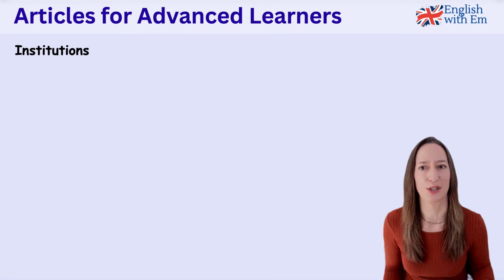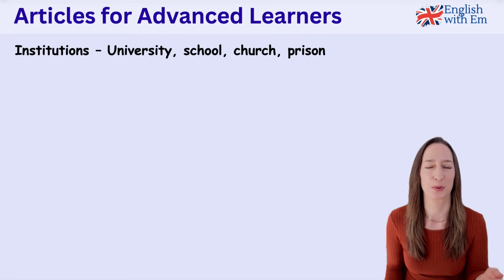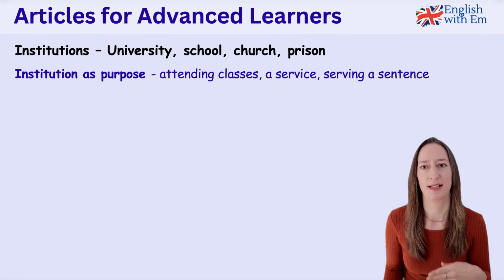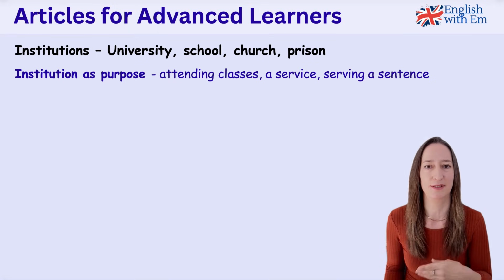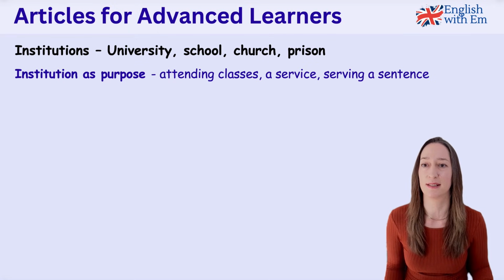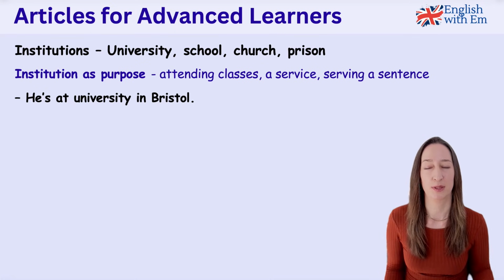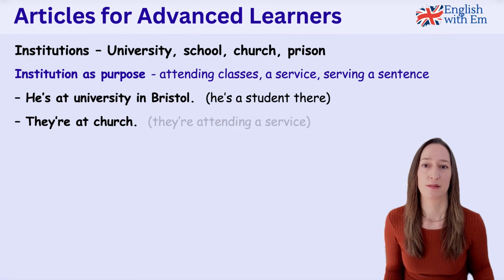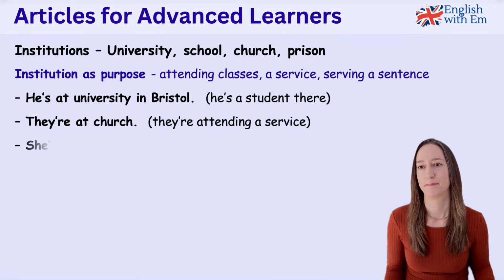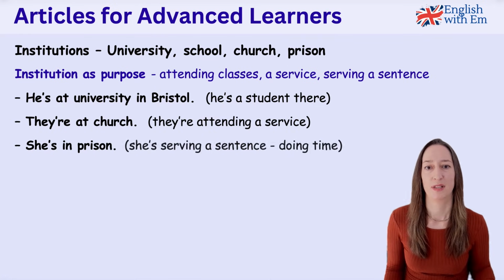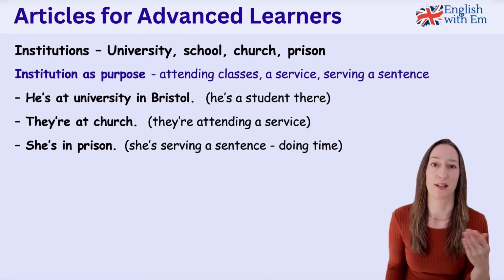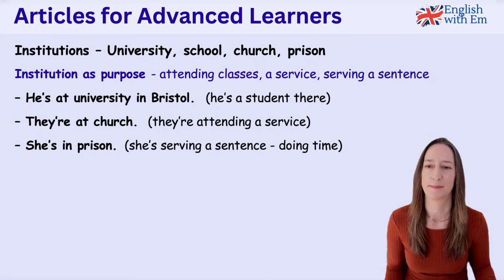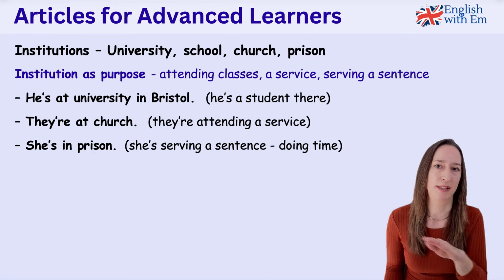Let's take a look at some other institutions: university, school, church, and prison. So again, institution as a purpose, attending a service, a class, or serving a sentence. He's at university in Bristol. He's a student there. They're at church. They're attending a service. She's in prison. She's serving a sentence, or doing time, which is an informal way to say serving a prison sentence. So here, there's no article.